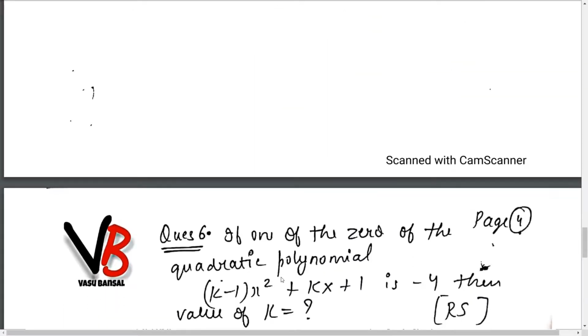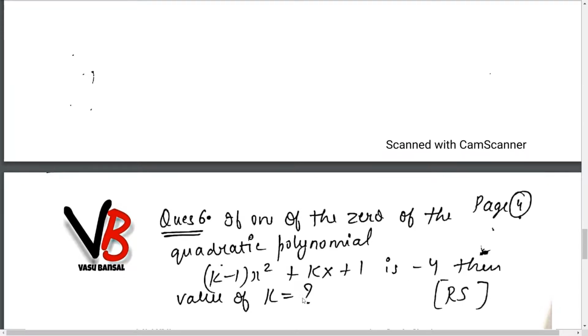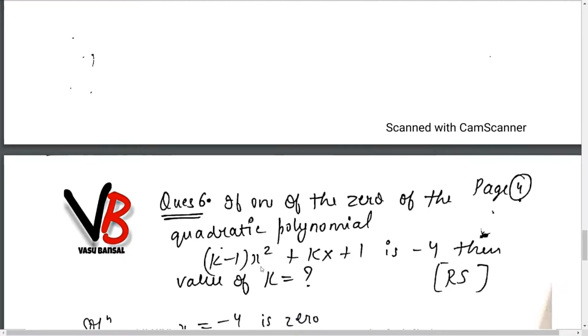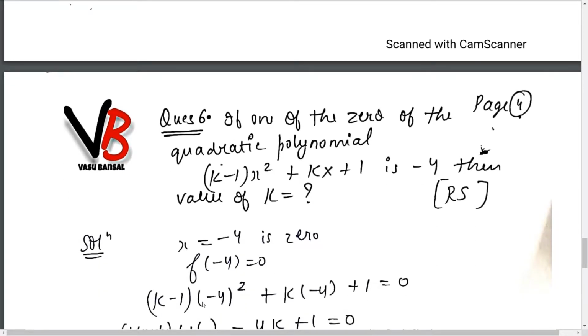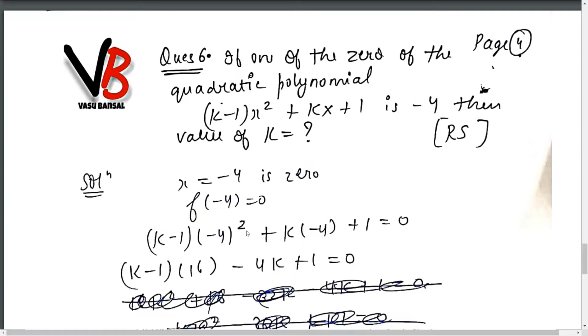If one of the zeros of the quadratic polynomial k minus 1 into x squared plus kx plus 1 is minus 4, then the value of k is. So x equal to minus 4 is one of the zeros, so f of minus 4 will be 0. So we calculate f of minus 4 by replacing x by minus 4 in this polynomial. We get k minus 1 into minus 4 square plus k times minus 4 plus 1 equal to 0. So k minus 1 into 16 minus 4k plus 1 equal to 0.